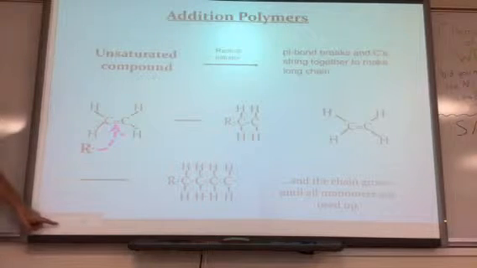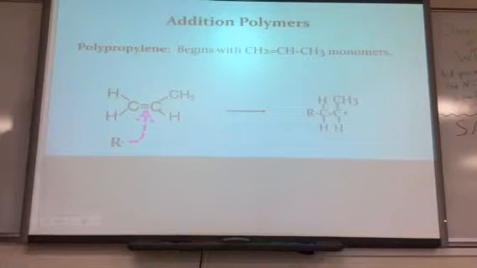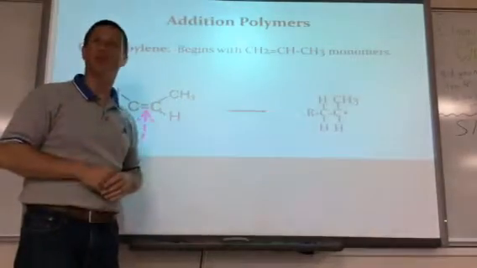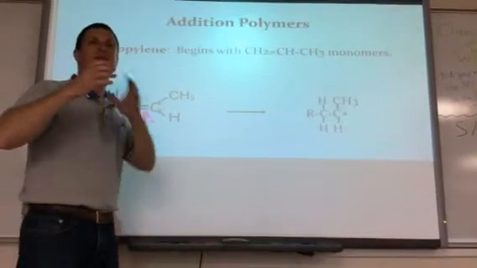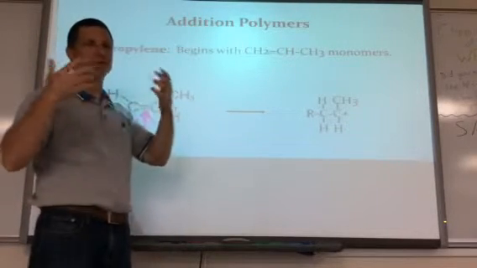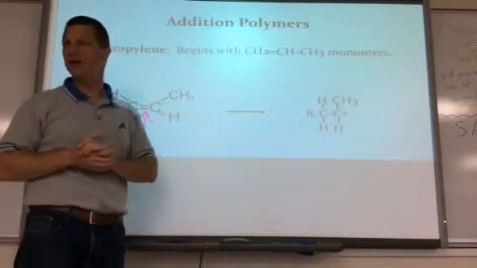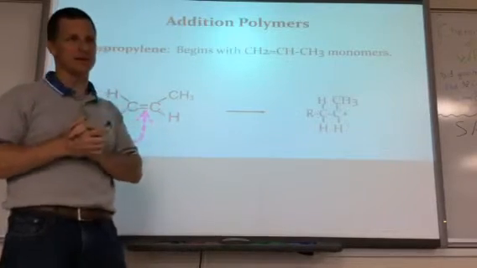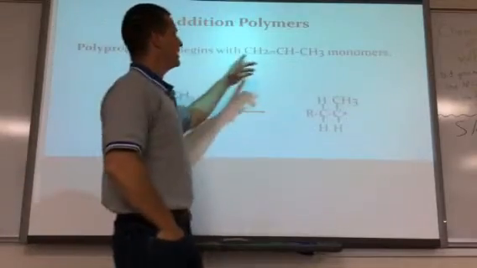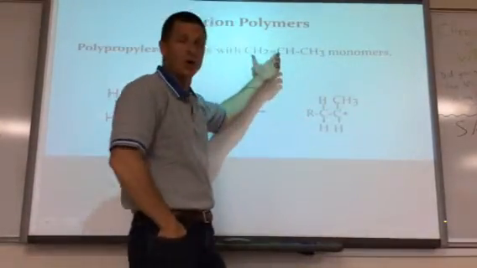The next slide has a different monomer on it. This is the formation of polypropylene. Polypropylene is the plastic that is used to make sour cream tubs and butter containers, things like that. It's an opaque plastic. So polypropylene begins with propylene, which we know as propene.